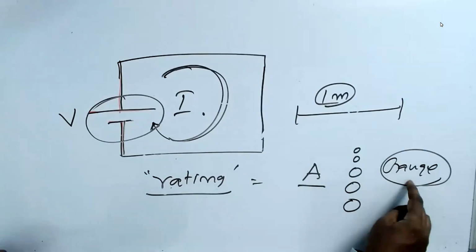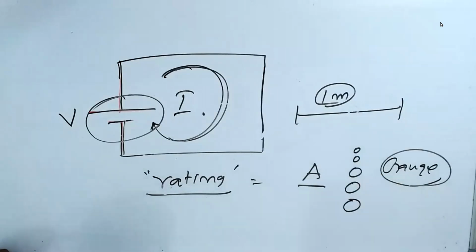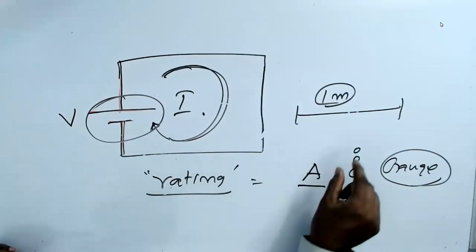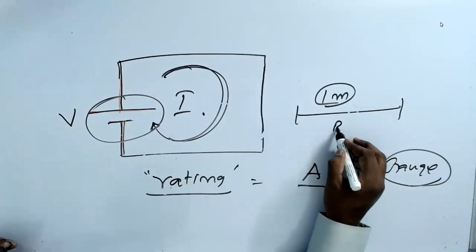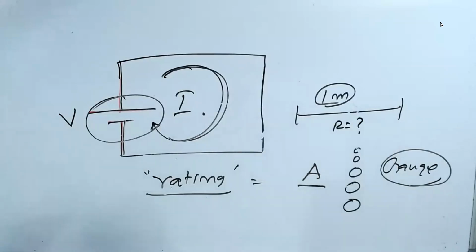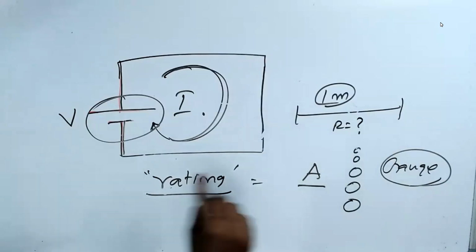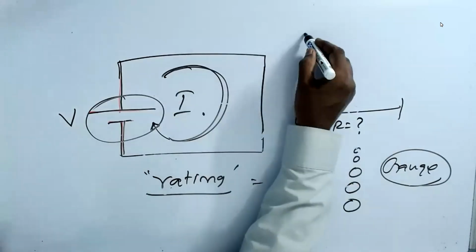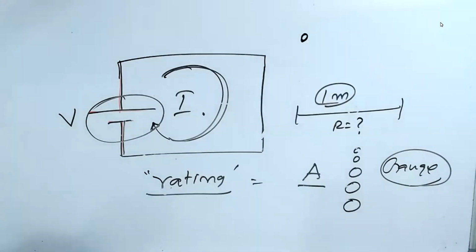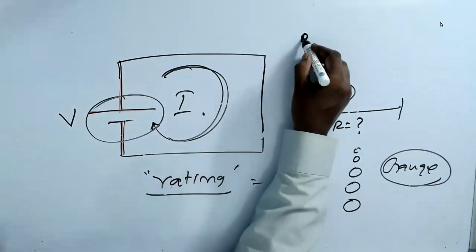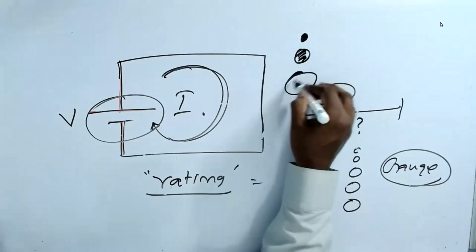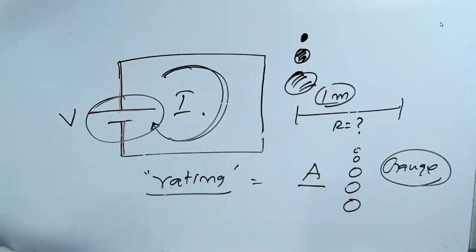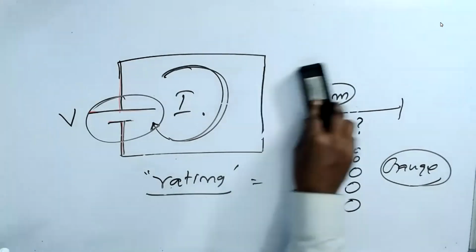Based on that, every wire has a measurement, a worldwide standard. 1 meter has how much resistance? R is equal to how much? This is all well defined. Please understand, it is based on the thickness of the wire. If you have a bigger thickness, the resistance is less. If you have a big thickness, the resistance is still less.